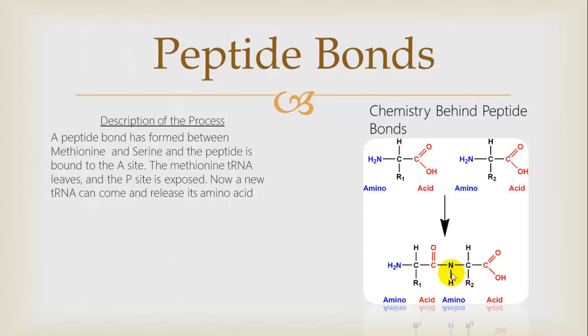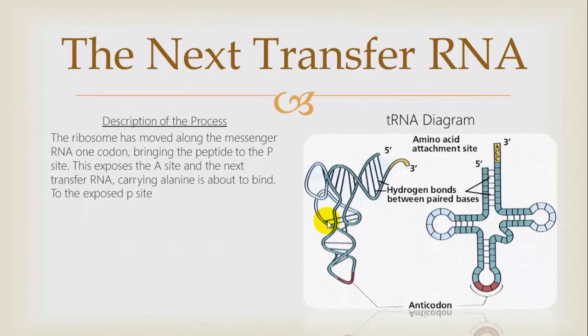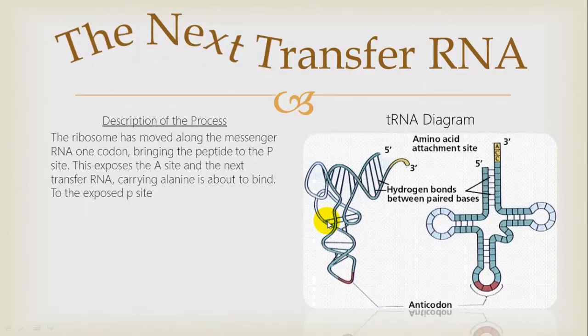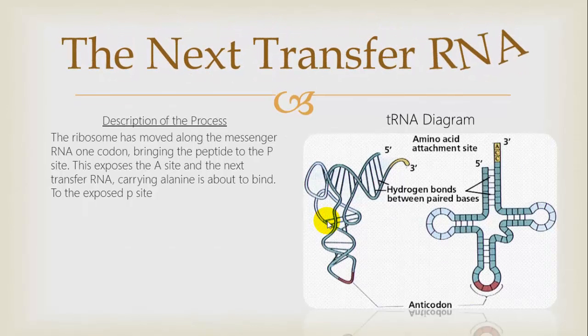As the mRNA moves through the ribosome, tRNAs come and release their amino acids, and they also leave in search of other amino acids. Peptide bonds form between the amino acids to keep them in a chain, which in turn forms a polypeptide chain. If you look at the next steps, another transfer RNA would come in.